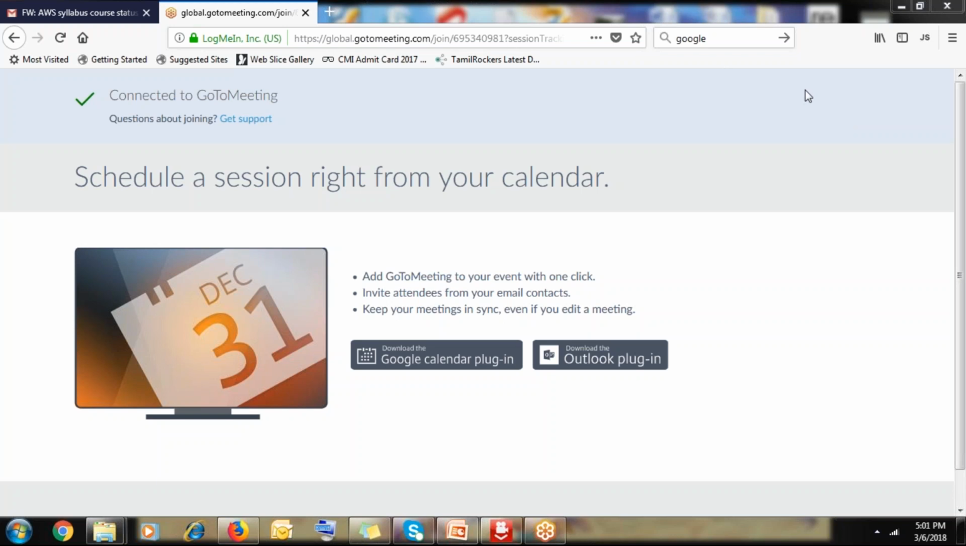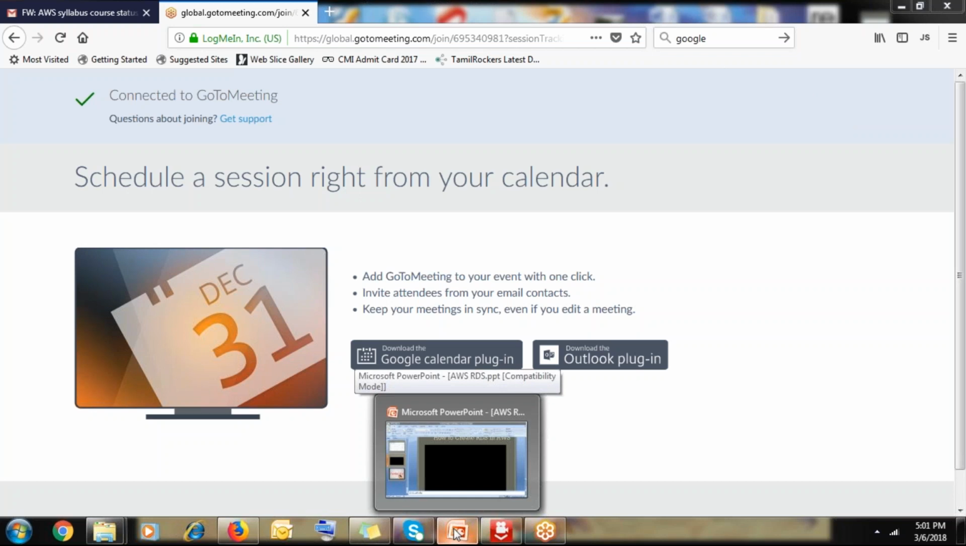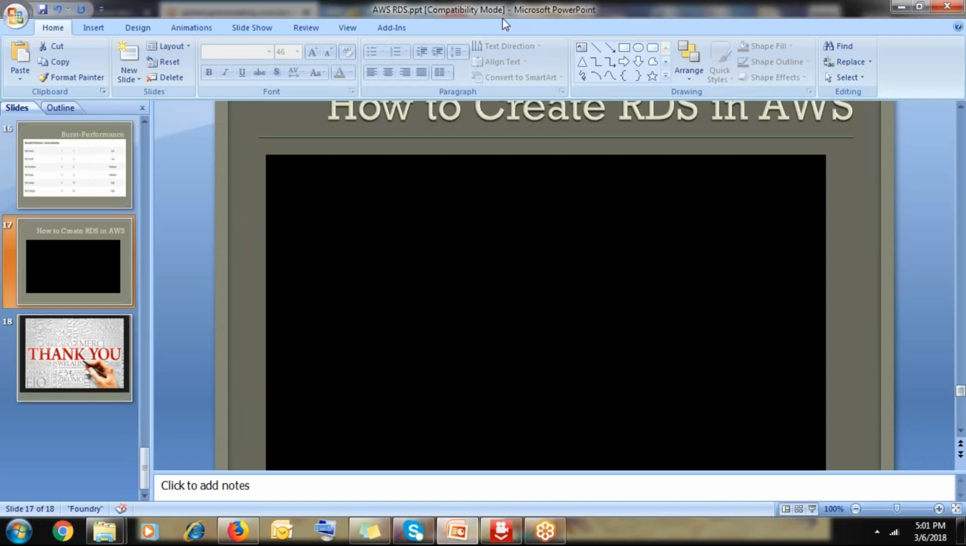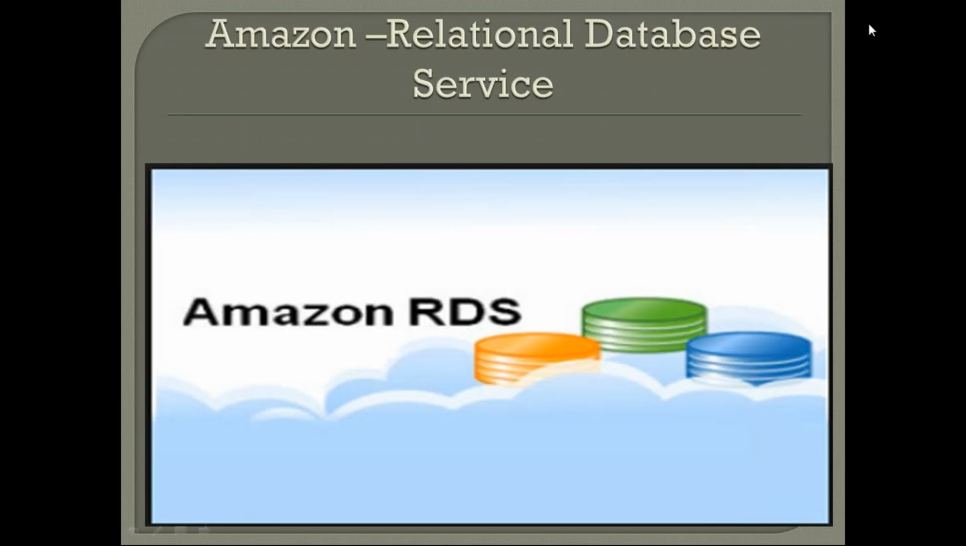Okay. Hi guys. Today we are going to see about RDS. RDS is a service that is provided by AWS. So we'll start up with that.